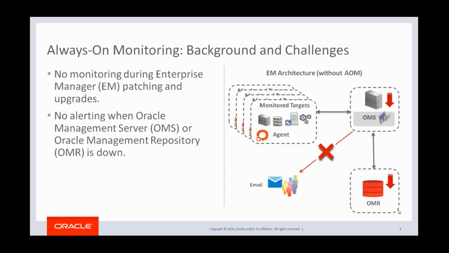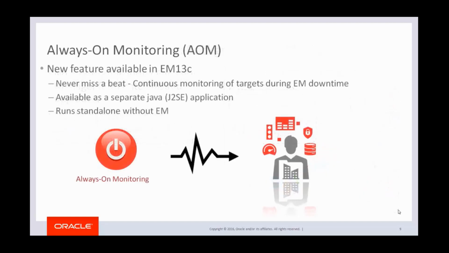So this was a problem for many Enterprise Manager customers, raised and discussed for a long time. In Enterprise Manager 13C, we introduced always-on monitoring to meet our customers' demand and address the problem of no monitoring during the Enterprise Manager downtime. Basically, AOM is a life support for EM when there is ongoing maintenance. It provides continuous monitoring of targets during the Enterprise Manager downtime. And AOM is a lightweight Java application, which is completely independent from Enterprise Manager. So it runs standalone, so no matter what the status of Enterprise Manager is, AOM can continue to run.